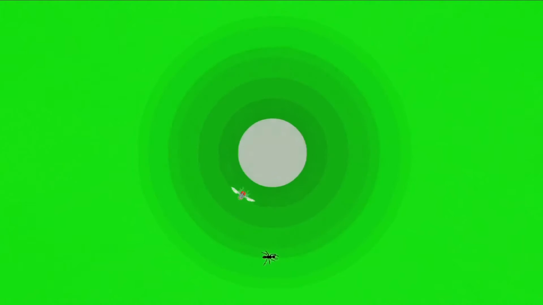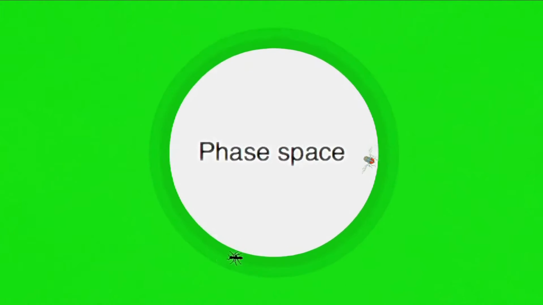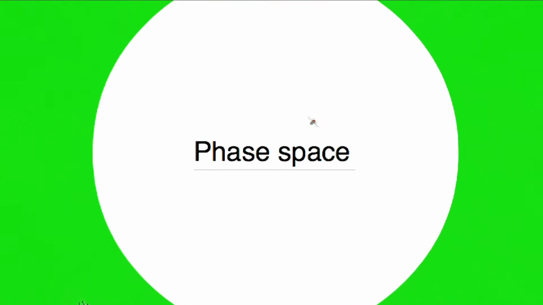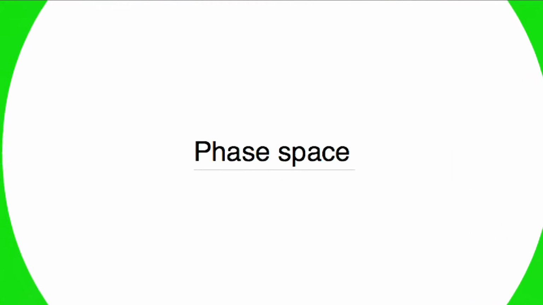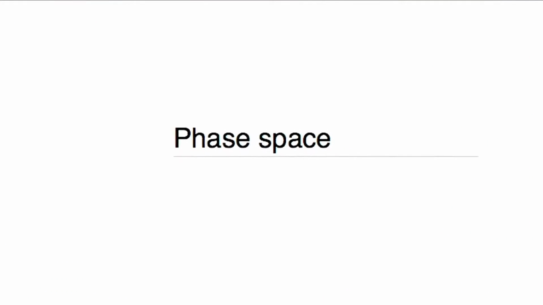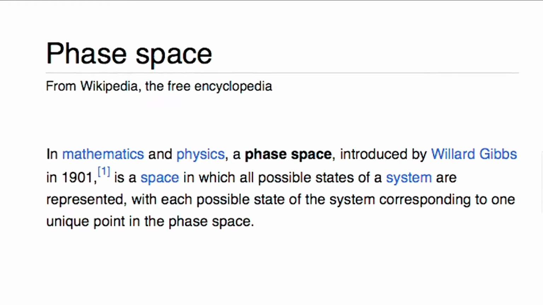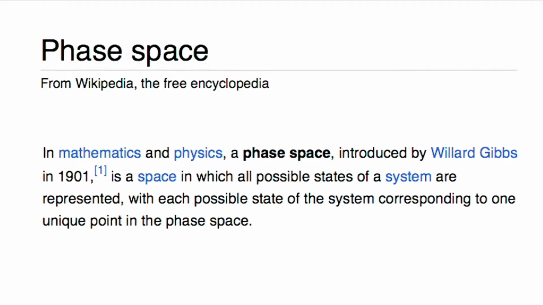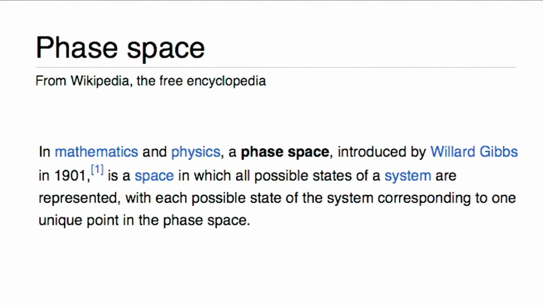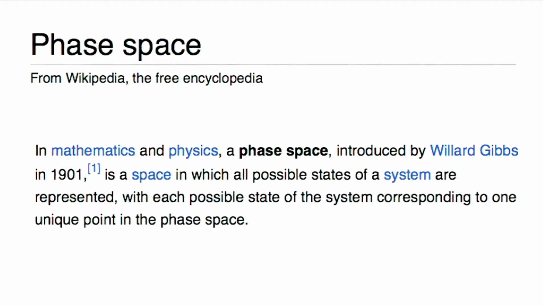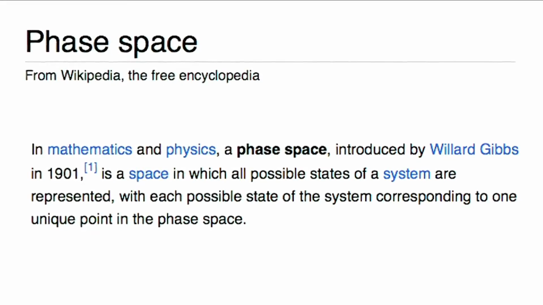What we're talking about with the 6th dimension, then, is the phase space of the set of parallel universes resulting from our universe's unique initial conditions. A phase space, to quote Wikipedia, is a space in which all possible states of a system are represented, with each possible state of the system corresponding to one unique point in the phase space. Let's sum all this up.